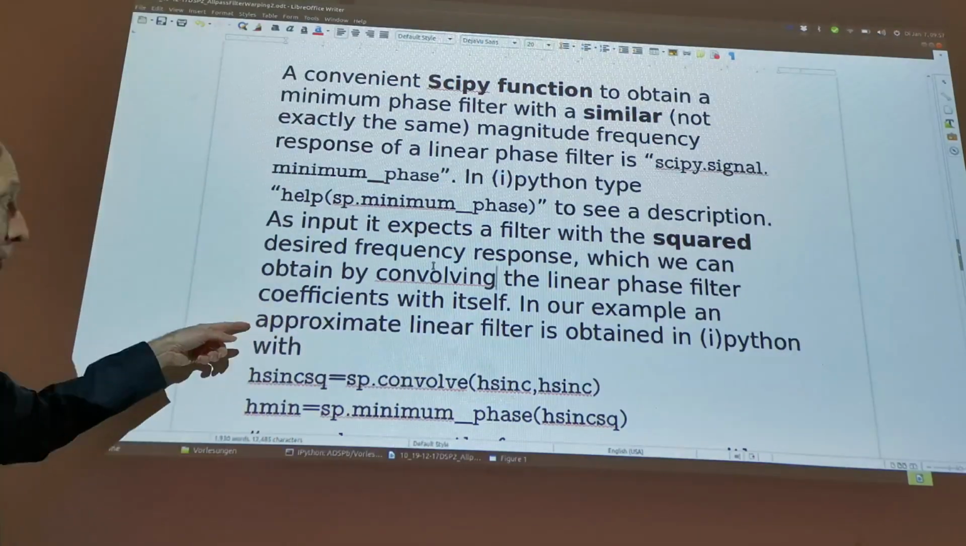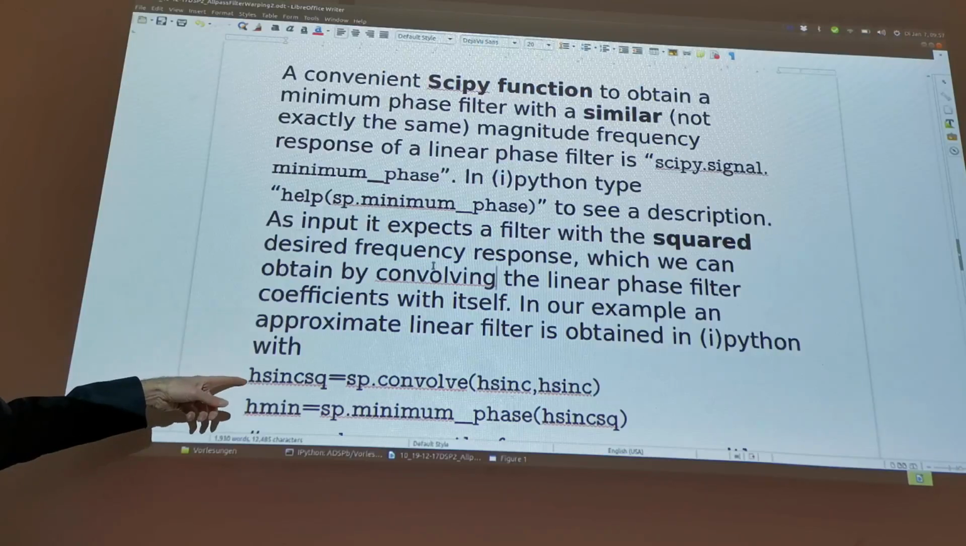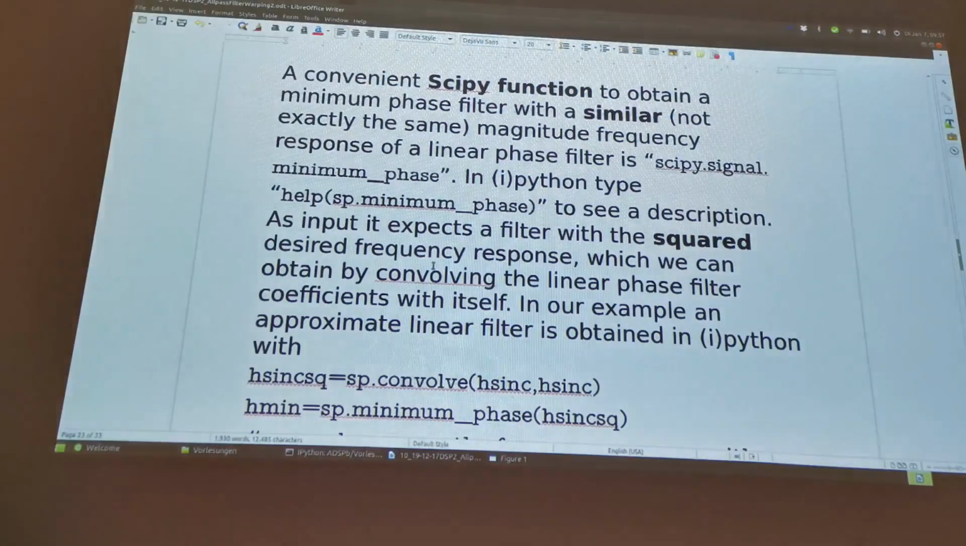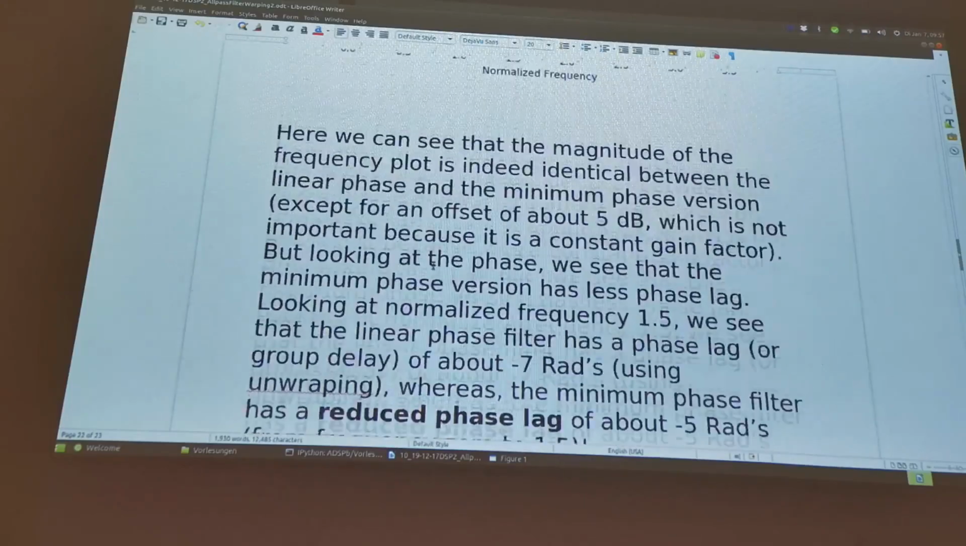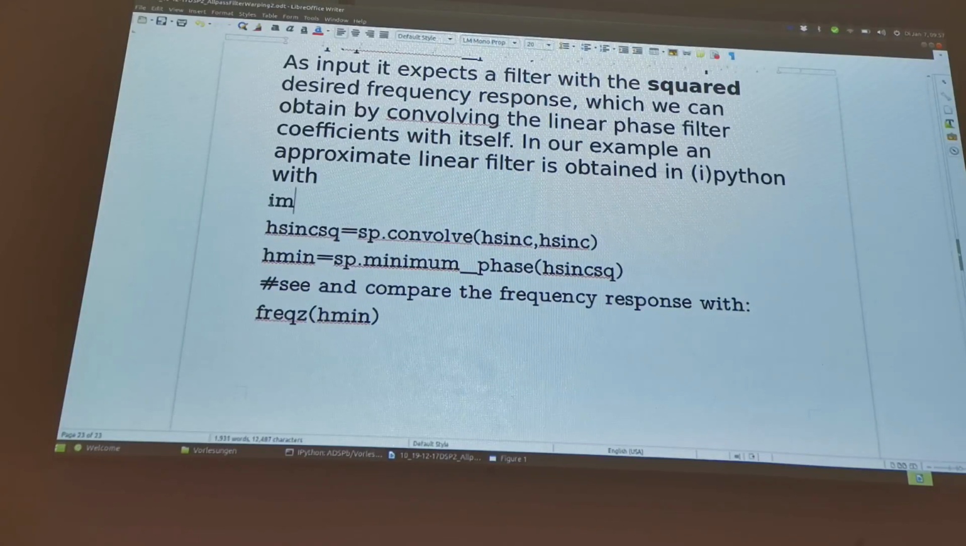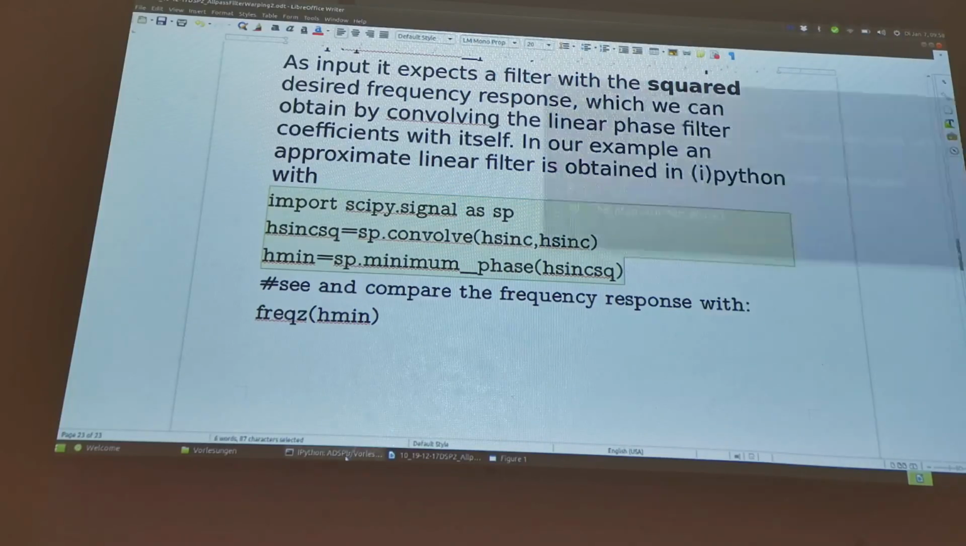Yeah, in our example, an approximate linear filter is obtained in IPython using, here we use hsinc again. And I'm not sure if I did the import. So maybe I should add it here. Import signal as sp. So here I can now compute it in my IPython shell.